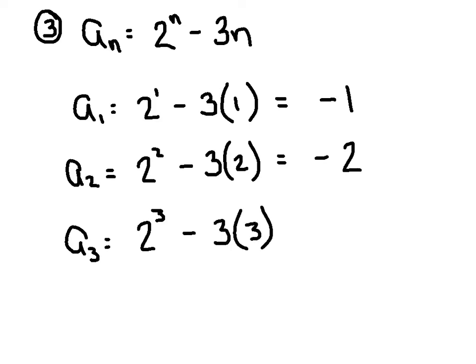And let's see, 2 to the third is 8, 8 minus 9. We're back to a negative 1. So this is kind of an interesting sequence: negative 1, negative 2, negative 1, dot, dot, dot. Kind of an interesting series.